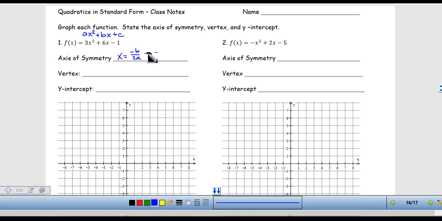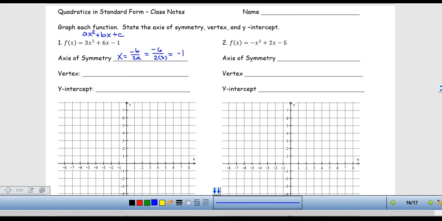So if I fill in the parts, b in this equation is 6, so I have negative 6 over 2 times a, and a is 3. Simplify if you can. Negative 6 divided by 6 is negative 1. Now we have our equation for the axis of symmetry.